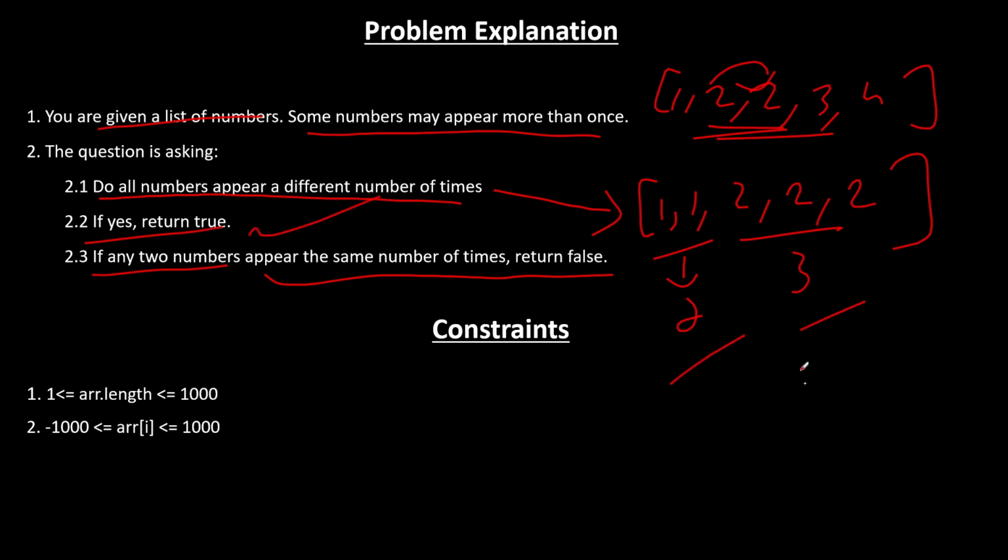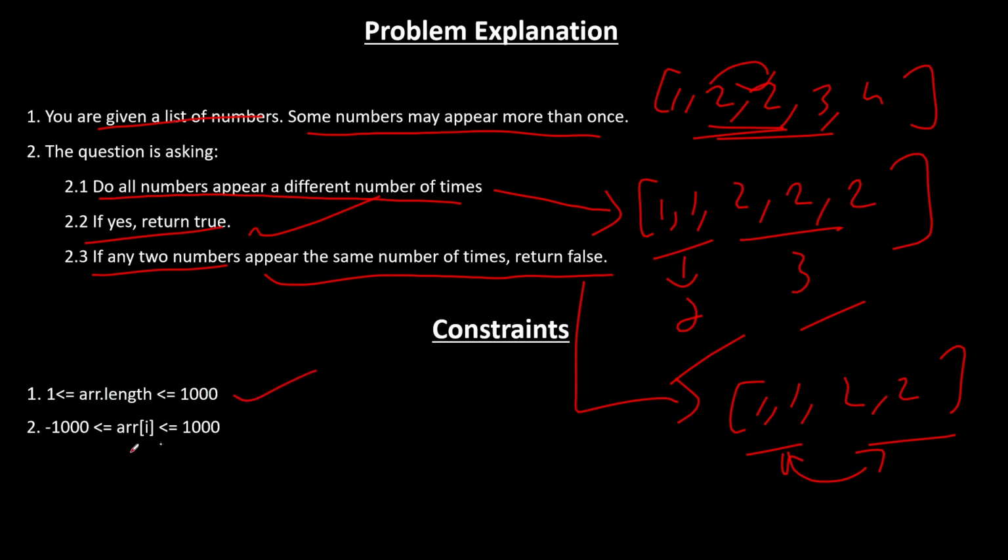So true. But if it's 1, 1, 2, 2, they appear two times and two times. If any two numbers appear the same number of times, return false. They appear the same number of times, so we return false. This is just a simple question, and I hope you understood this explanation. Let's understand the constraints. The length of the array could be from 1 to 1000, and the value could be from negative 1000 to positive 1000.